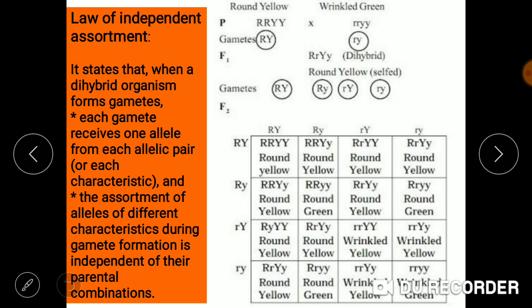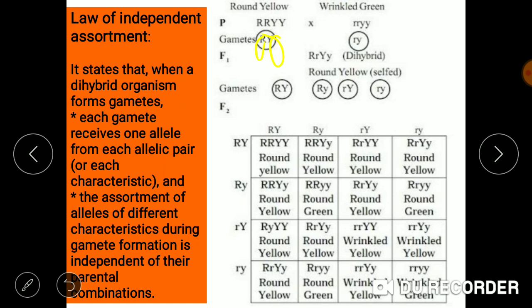Whenever gamete formation takes place, each gamete from both parents will have one allele from each of the parents. You can see that the gamete of each parent has one allele of each character. From round yellow, the gamete is capital R and capital Y. Capital R represents round and capital Y represents yellow. R is for the appearance and Y is for the color.